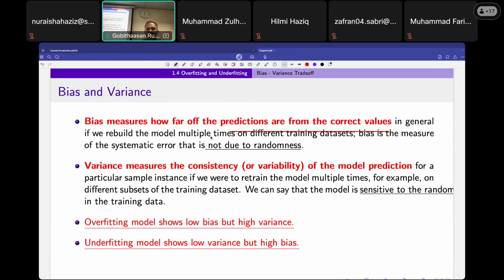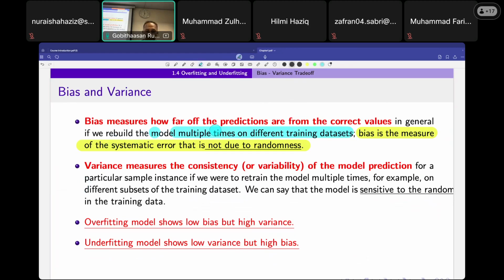In general, we build the model multiple times with different training sets. This is the key actually. Bias is the measure of the systematic error that is not due to randomness. So regardless, we train on the data set multiple times, we get some sort of accuracy, and from that accuracy we see the error. The error is the measure of how far off the prediction is from the correct value.